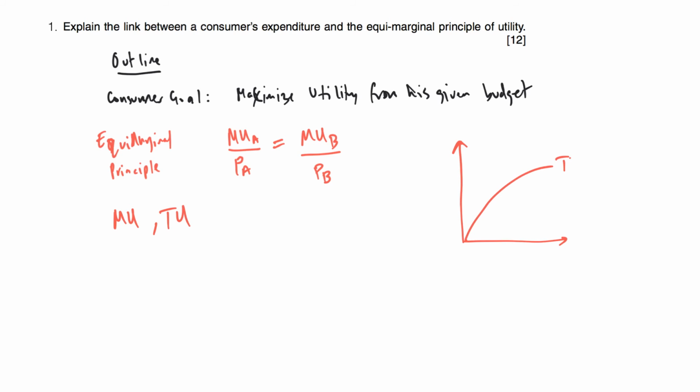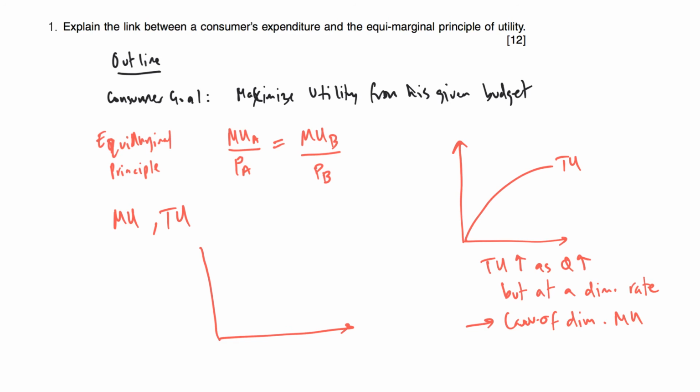That TU rises as Q increases, but at a diminishing rate because of the law of diminishing marginal utility. And then you'll draw your graph for MU, which is like this. Okay, you will write MU and Q, and Q and TU.